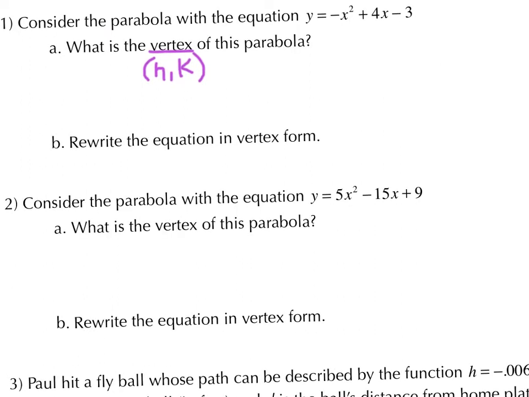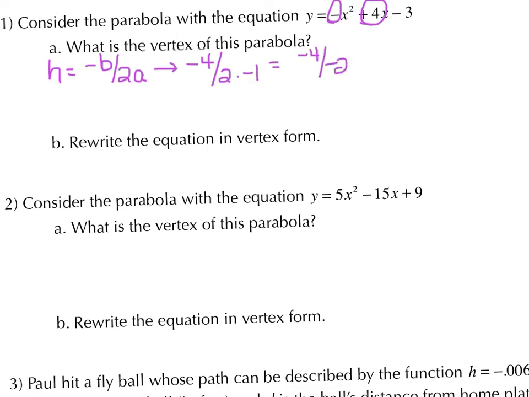H has its own little formula. The formula to find h is negative b over 2a. So from my equation up above, my b value is 4, so that would be negative 4 when I put it in this little formula, over 2 times my a value here would be negative 1. So that's really negative 4 over negative 2, which is just positive 2.